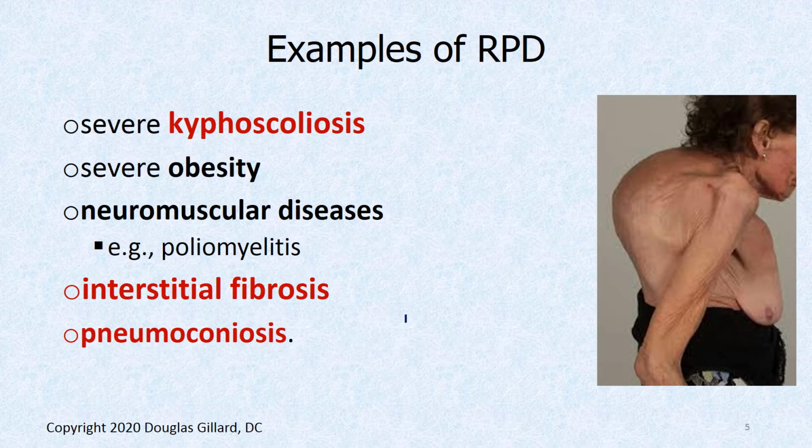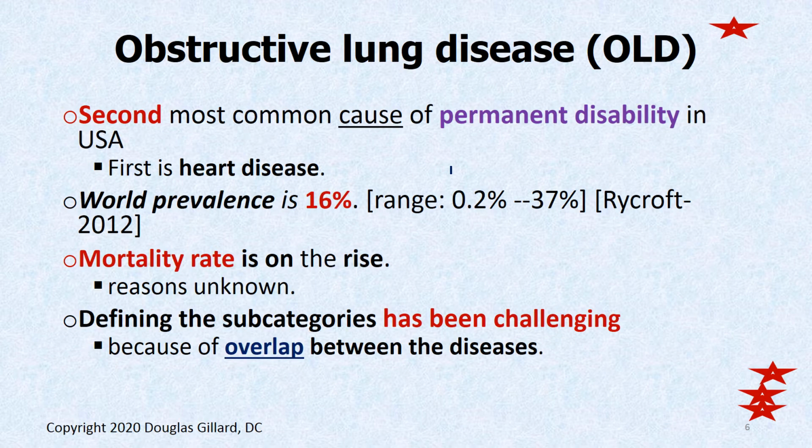Right? What are examples of RPD? Severe scoliosis, right? Scheuermann's disease, or just getting old, osteoporosis, and severe scoliosis can compress lung tissue to the point you don't have much functioning lung tissue anymore. Obesity, severe obesity, polio used to do this. Interstitial fibrosis, pneumoconiosis. These are all examples of restrictive pulmonary disease.